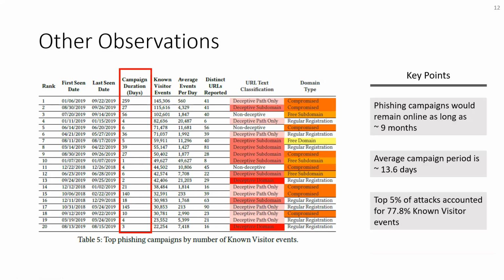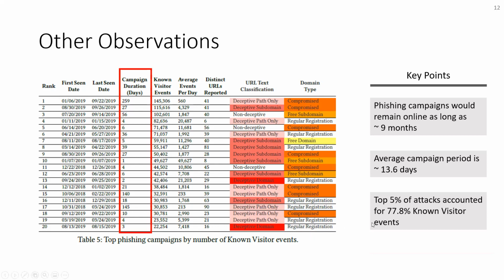That's the largest campaign. The campaign means the phishing kit, right? So I'm still digesting this sentence, because a phishing website can last only for a few days, right? The campaign period. So the 9 months is the longest duration, right?